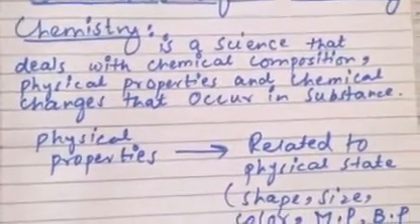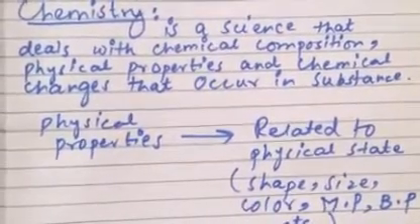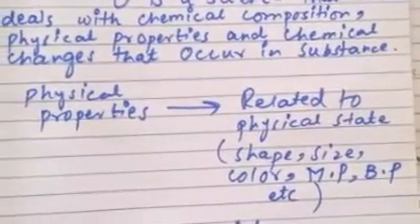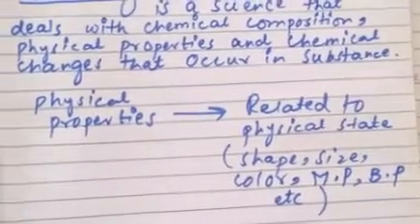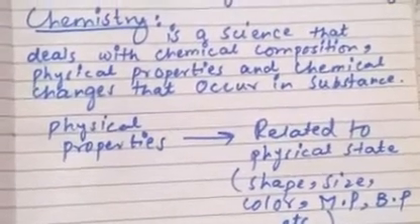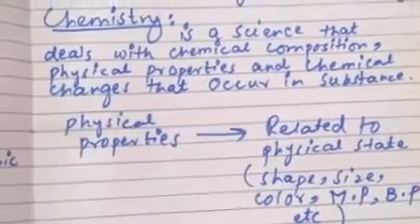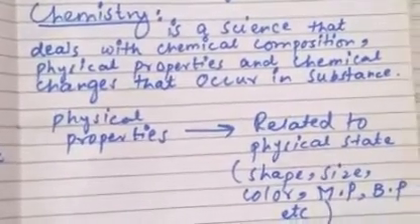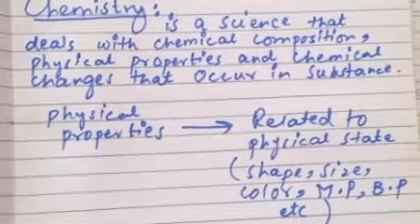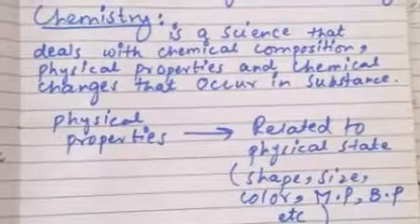And what are the physical changes? Physical changes are basically related to physical properties, that deal with the physical state. So physical properties may be shape, size, color. It may be melting point or it may be boiling point. So this is the basic definition of chemistry, that it deals with the chemical composition, how different compounds are formed, what their composition is. It deals with their physical properties, it means their physical appearance, or it deals with the chemical changes, it means their transition from one form to another form. So this is the basic definition of chemistry.